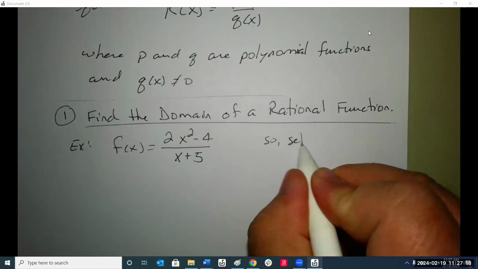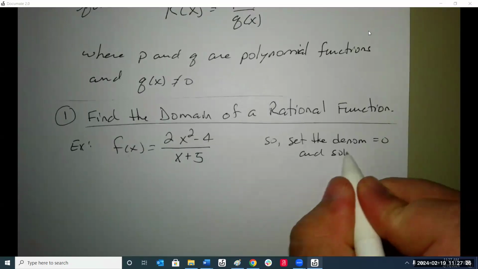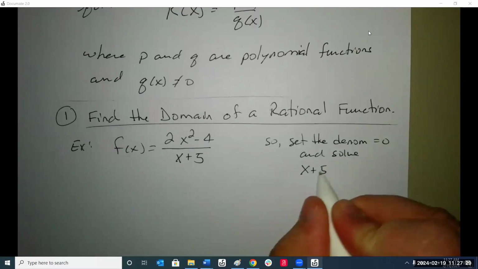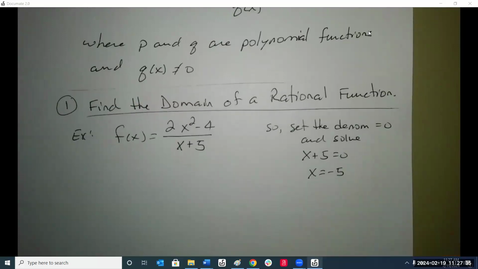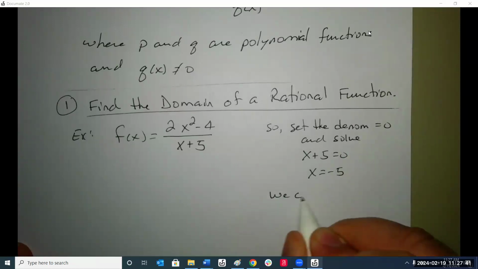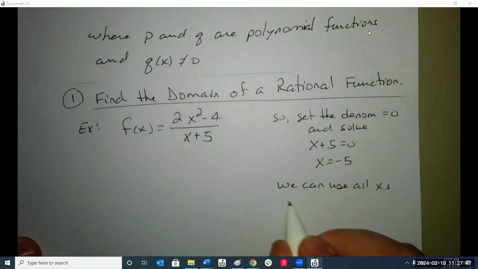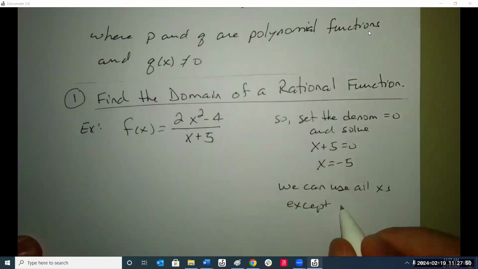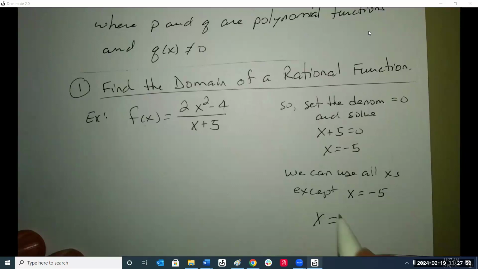So set the denominator equal to 0 and solve. So we have x plus 5 equals 0, x equals negative 5. We can use all x's except negative 5. So x cannot equal negative 5.